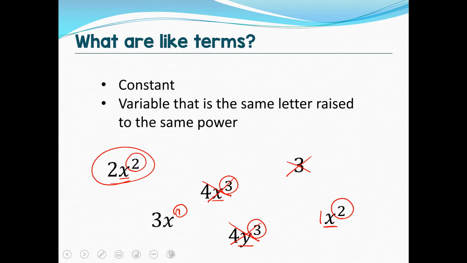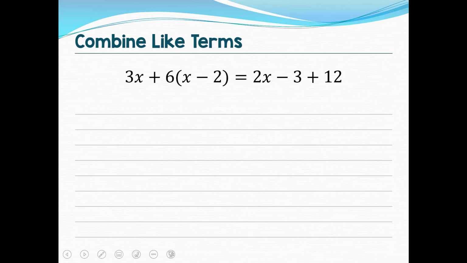All right, so now let's take a look at an example. I'm going to look here, and I've got parentheses. So I want to distribute that 6 to the x and to the minus 2. So when I rewrite this, I'll have 3x plus 6x minus 12 equals 2x minus 3 plus 12.